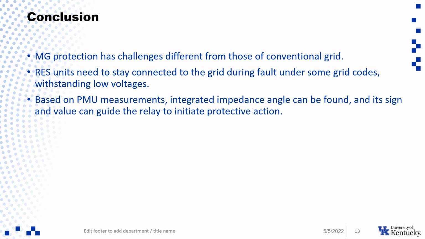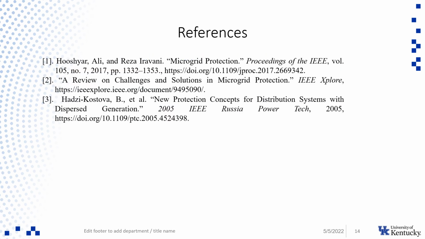So in summary, if the negative angle is beyond -5 degrees, then we conclude that an internal fault in the microgrid has happened. These are my main references.